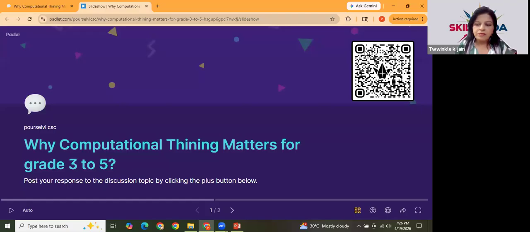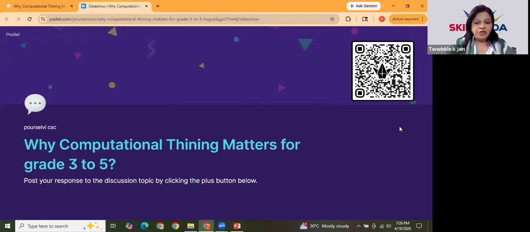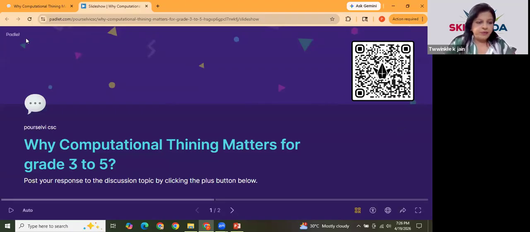You can use this QR code. Please scan it, use the Google Lens. There is no link. Just scan this QR code. Yes, you have to scan. It is mentioned on the screen, you have to scan this QR code.